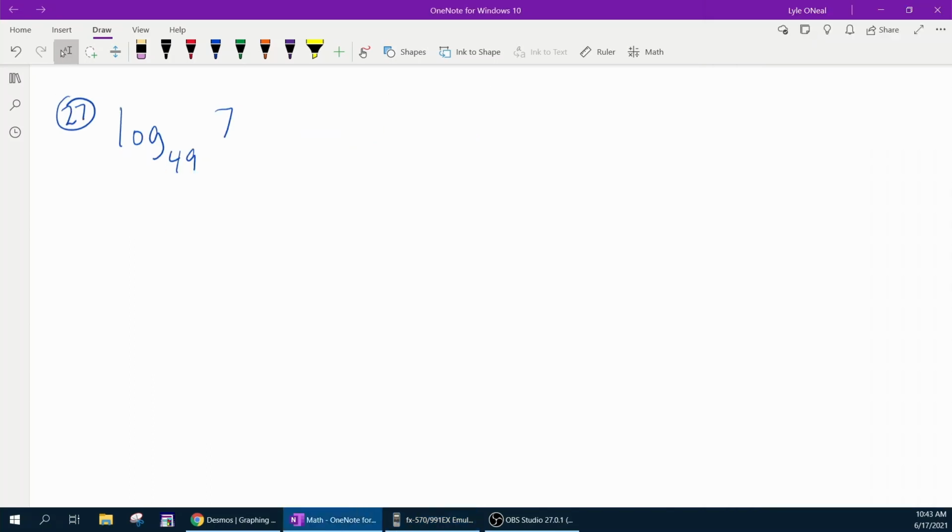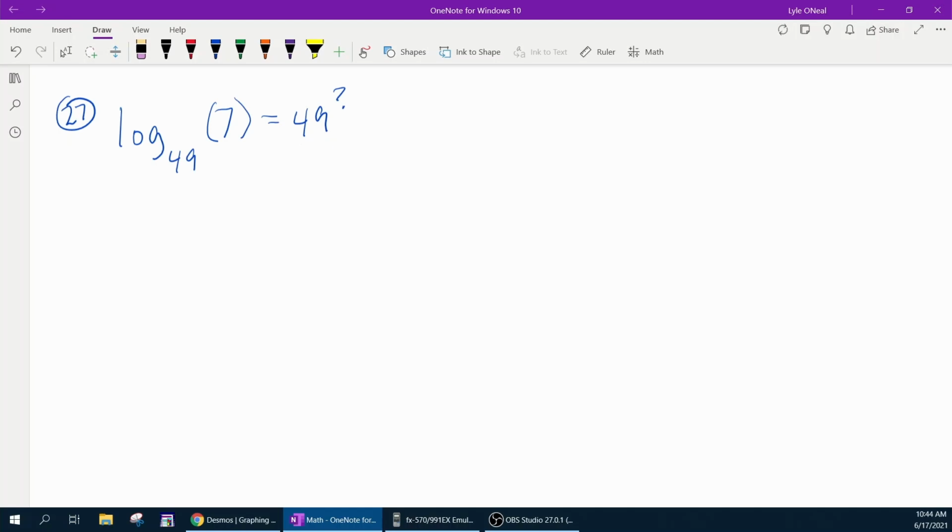Okay, next example, number 27. Here we have log base 49 of 7. And some of you may be thinking, well, I know 49 is 7 squared, but the trick is that you can't mess with the base. You can only mess with what you're taking the log of. So what we're going to have to do is convert this 7 into 49 to some power so that the bases will match and cancel.